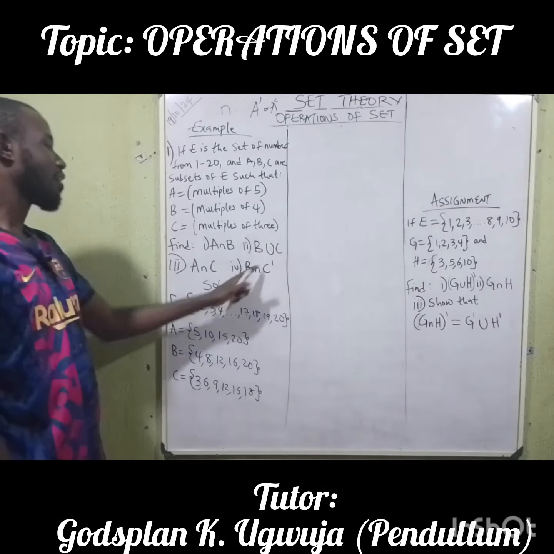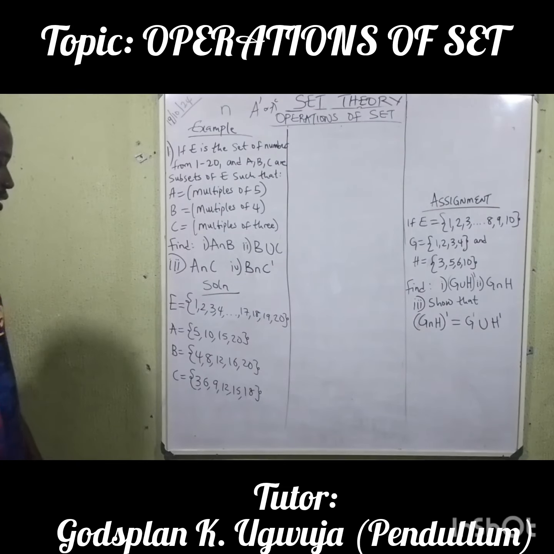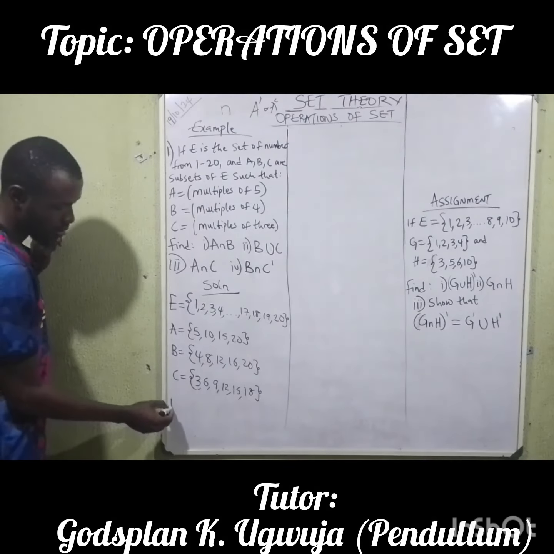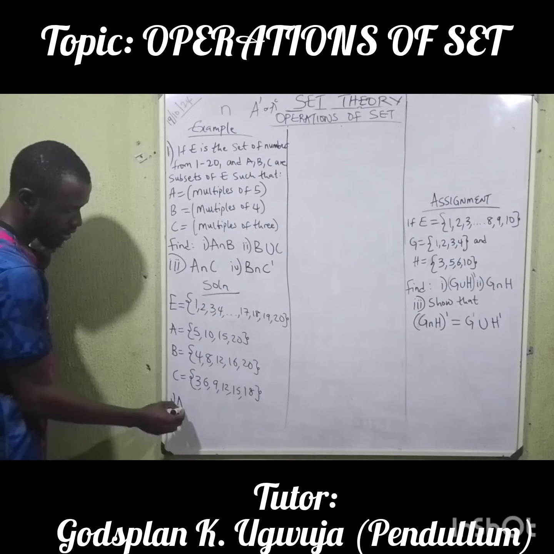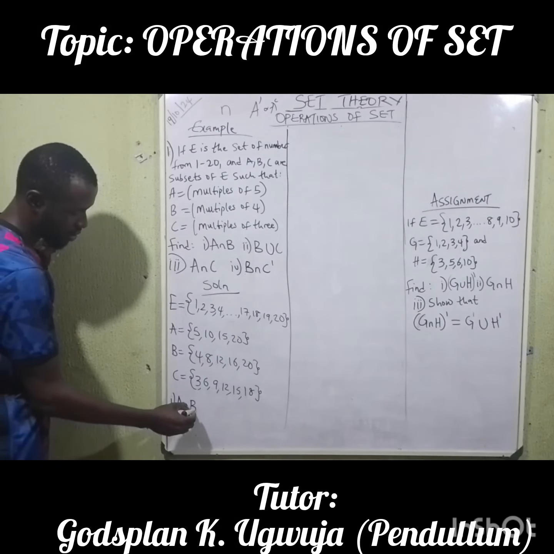Now we're asked to find four things. So let's start. Number 1, A intersection B.